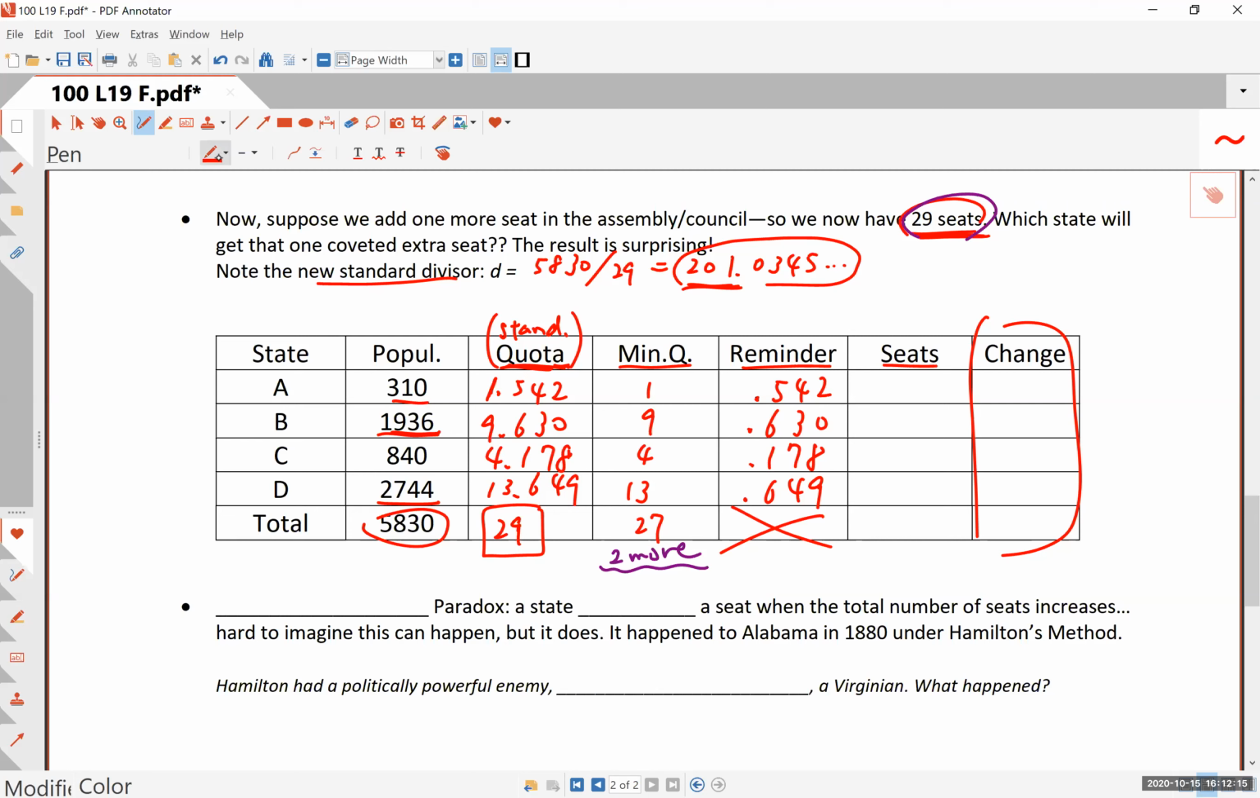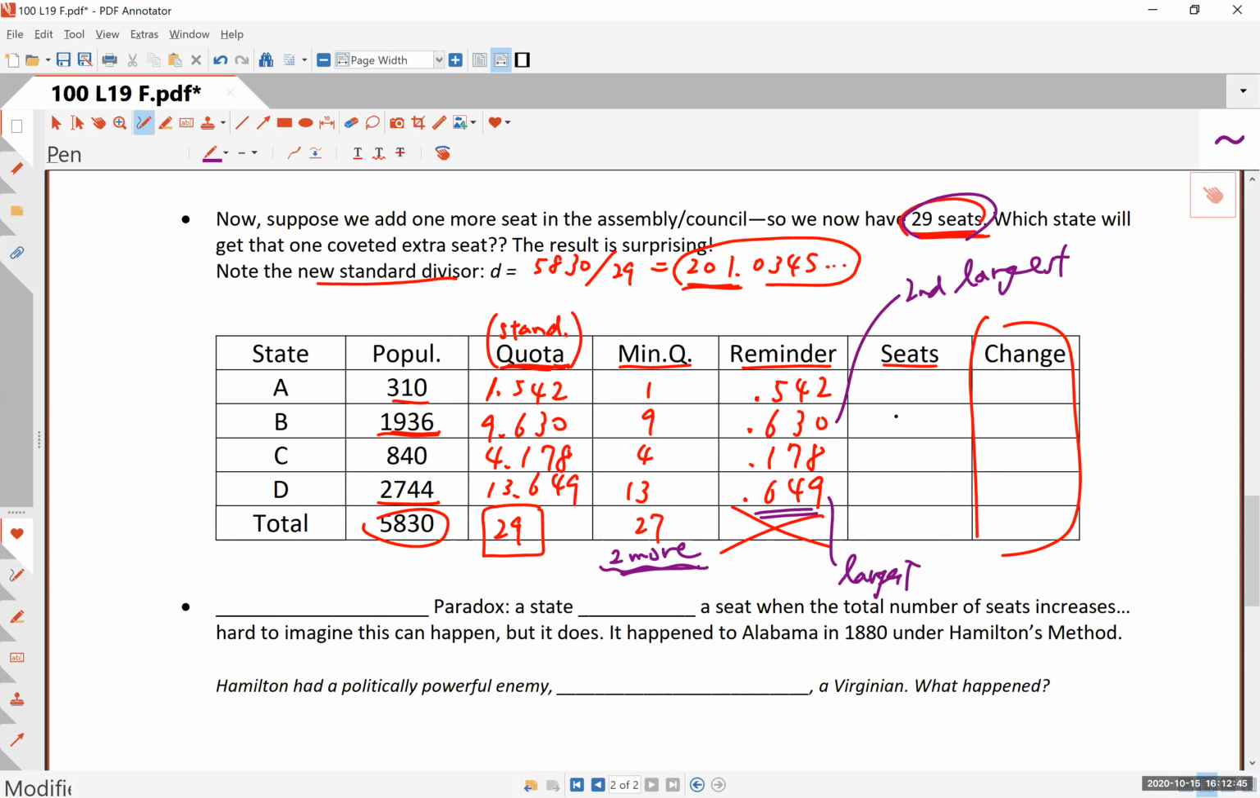The seats, which ones are the biggest? Now, remember, I can pick 2 largest remainders. In this case, ooh, that's a close race, isn't it? 0.649, this is the largest one. Okay, this is the largest. Let me go ahead and write this. And the second largest is this one. All right, so it looks like D, second largest. D gets the first, and then B gets the second seat, and that's it.